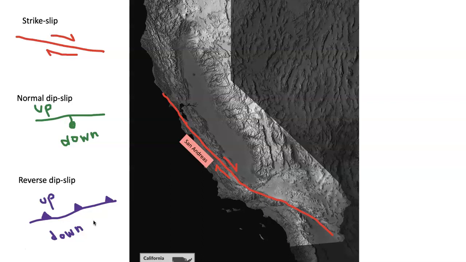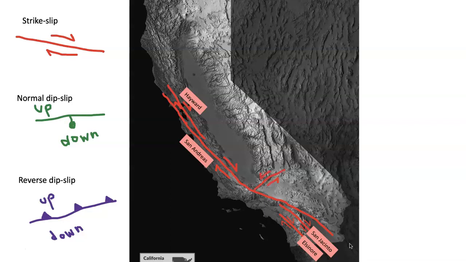What's another major fault in California? Well, north of the San Andreas, we have another right lateral strike slip fault that's kind of a parallel or a sister fault to the San Andreas, and that's called the Hayward Fault. If we go down to Southern California, we have two additional right lateral strike slip faults that are similar to the San Andreas, and these are called the San Jacinto and the Elsinore faults. All of these faults are active and have had earthquakes upon them in the past 100 years.